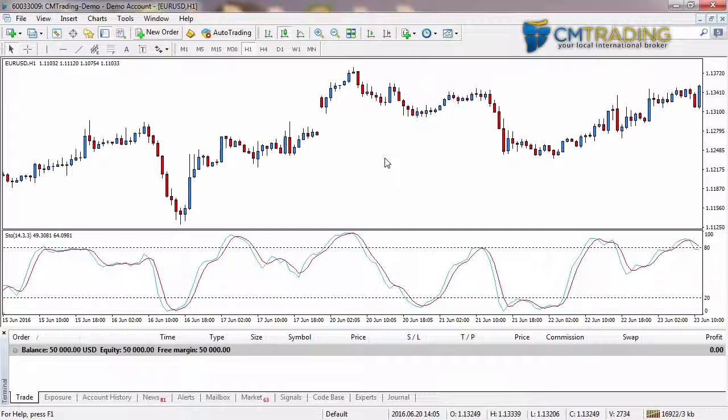So stochastics can save you from that sort of situation, and it can also be used as a trigger on its own. Please remember that no Forex trading system is complete without some kind of confirmation. It needs a trigger, and it needs a well thought out stop loss and take profit. We'll get to that later.